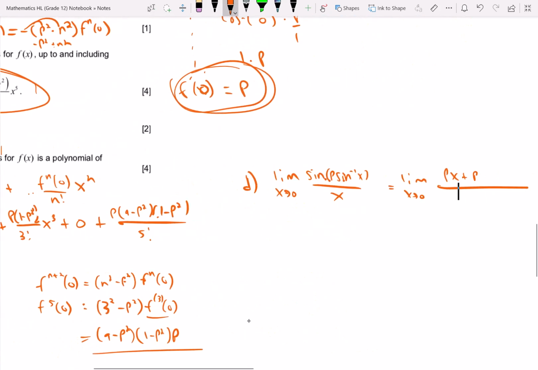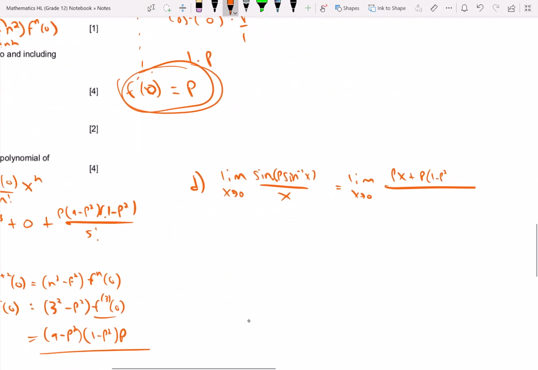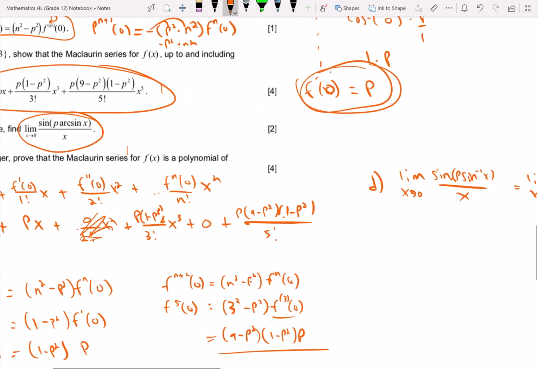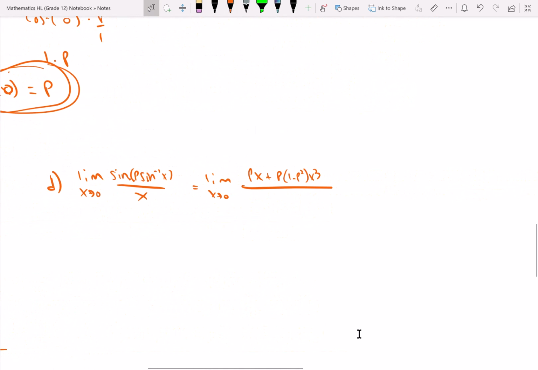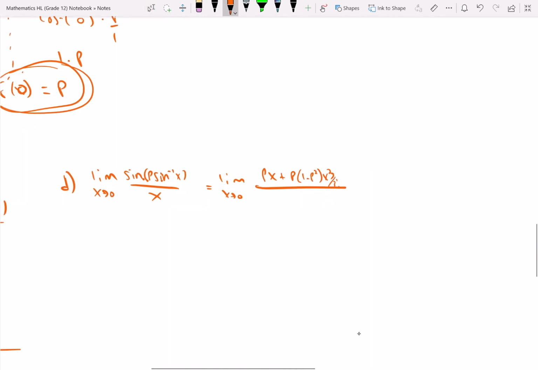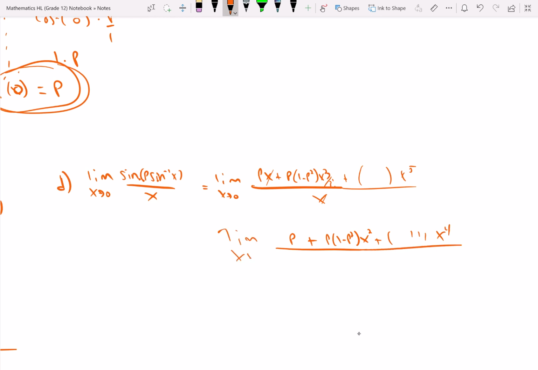plus p times (1 minus p squared) x to the third over 3 factorial. This is over 3 factorial, plus whatever thing to the x, it's not going to really matter, right? This is all divided by x, right? If I divide all these by x, this is going to be p plus p times (1 minus p squared) x squared plus blah, blah, blah, x to the fourth, right? And then we're doing the limit as x goes to 0.